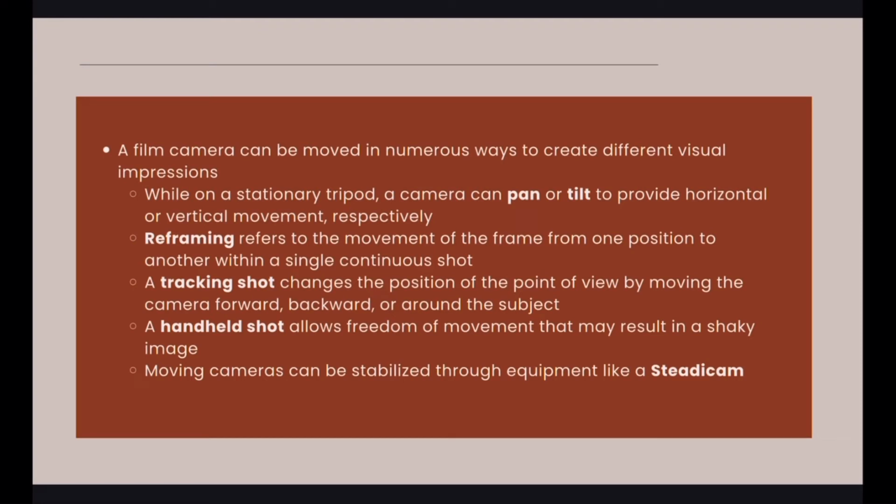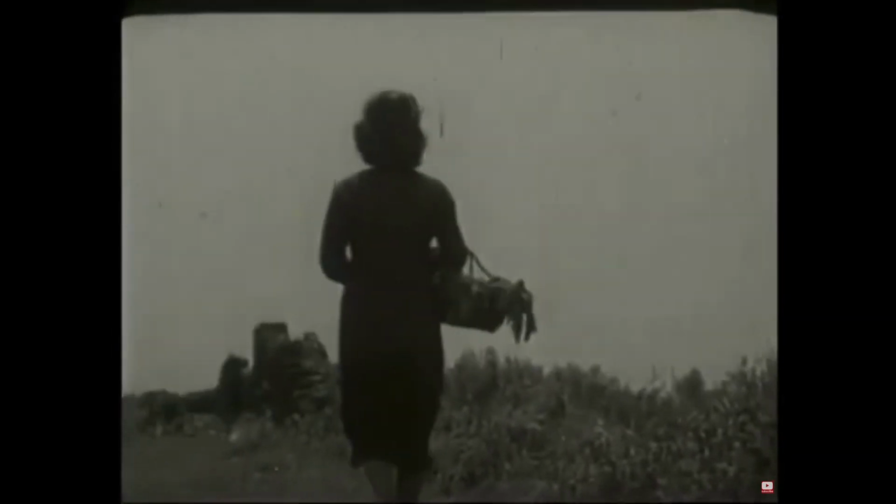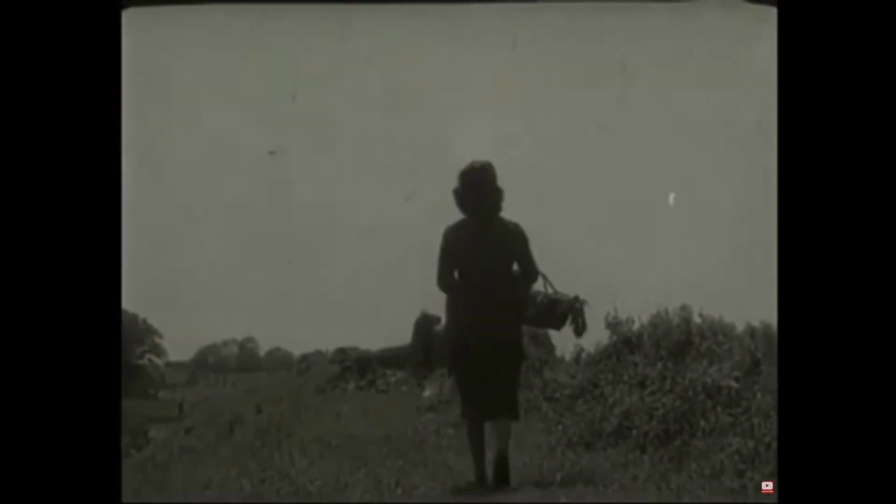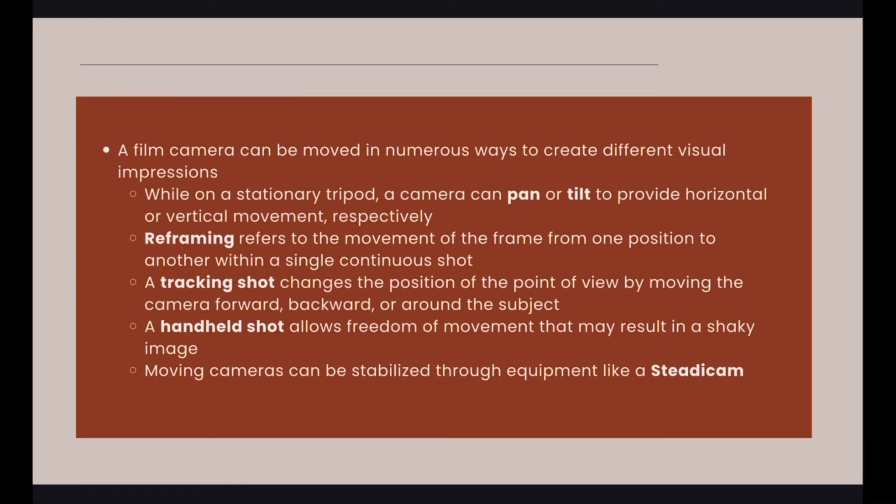Reframing refers to the movement of the frame from one position to another within a single continuous shot. Here's an example from Spring in a Small Town. A tracking shot changes the position of the point of view by moving the camera forward, backward, or around the subject. Here's an example from Farewell My Concubine.